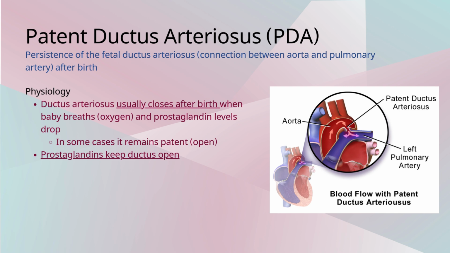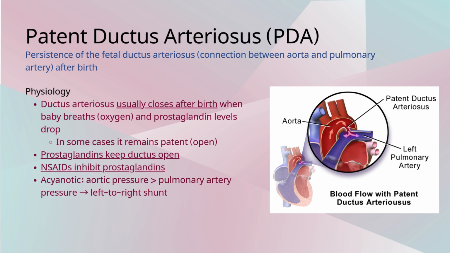Now, remember, there are some situations where you want to intentionally keep the PDA open. If you have a cyanotic defect, having a PDA could be a temporary solution for oxygenating blood until the larger defect can be repaired. What they can do is give prostaglandins in order to keep it open. Now, on the contrary, NSAIDs, if you remember nonsteroidal anti-inflammatory drugs, inhibit prostaglandins. So they can actually give NSAIDs like indomethacin to preterm infants, for example, in order to close the PDA.